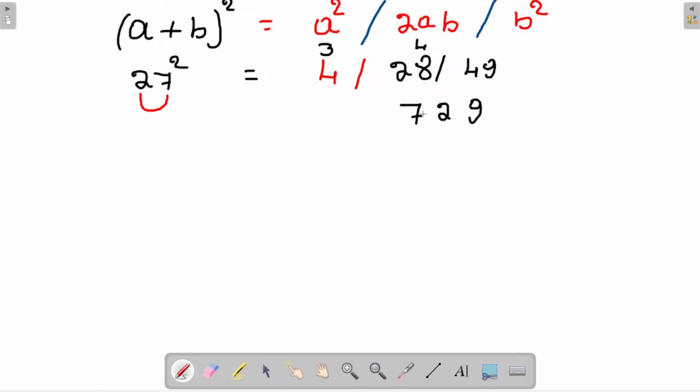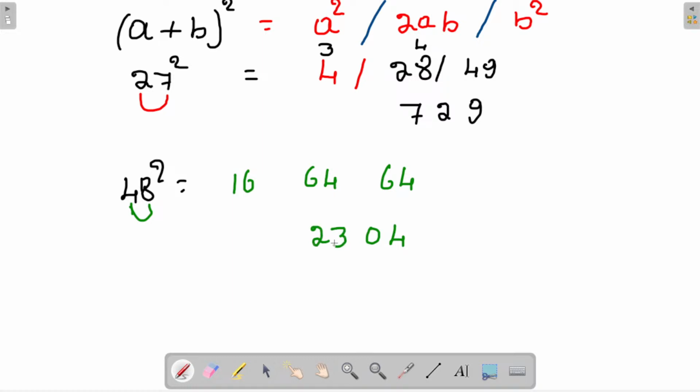Okay, let's solve one more. For example, I want the answer for 48 square. Instead of writing the formula, directly we'll do it now. What is a here? 4. b is 8. First group 16, 4 square. Second group, 4 eights are 32, 32 double 64. Third group, 8 eights are 64, here only 4, 6 carry. How much is it? 70. 70 means 0, 7 carry. 7 plus 16, 23. Your answer will be 2304.